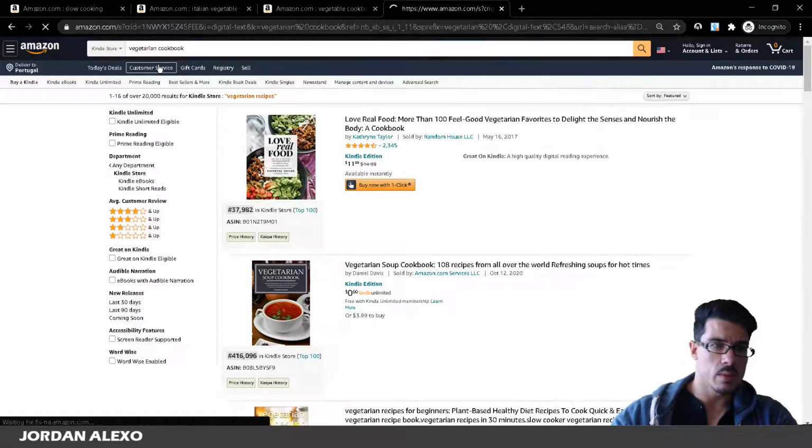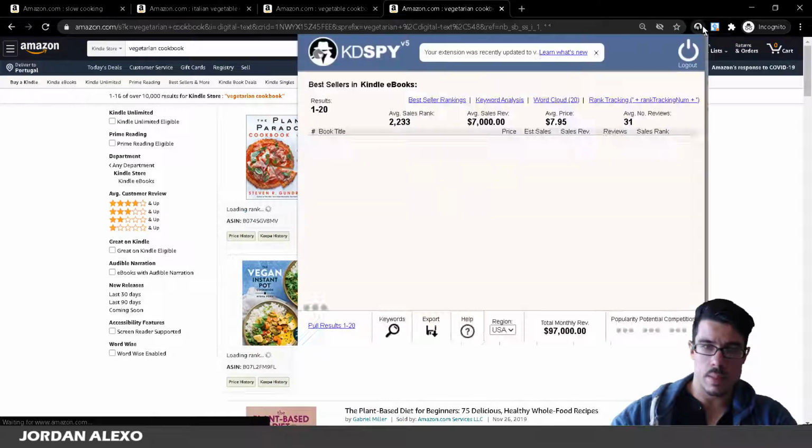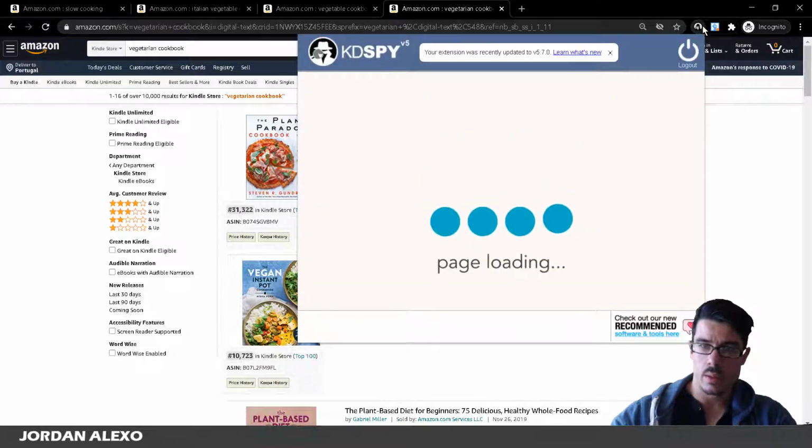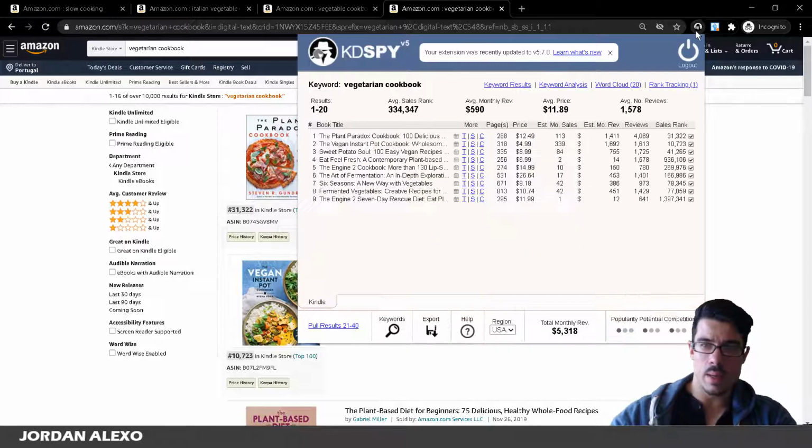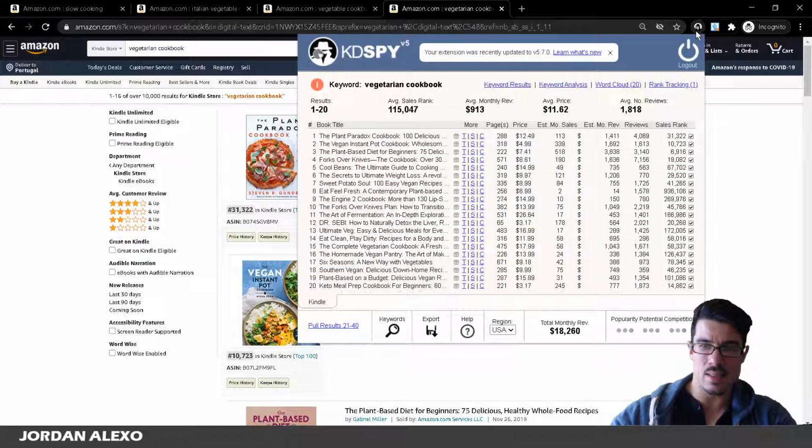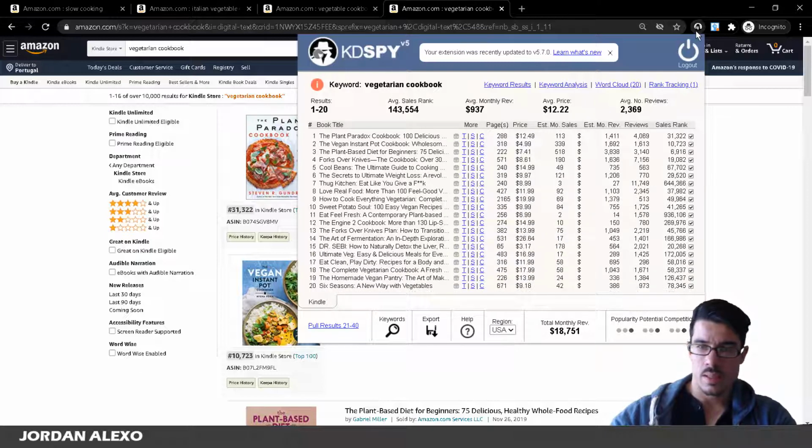Let's check this one, vegetarian cookbook. This might be something better than the other one. So vegetarian recipes, I would keep that keyword, but it doesn't really convince me because the results look kind of awkward with all of those books without reviews and so on.